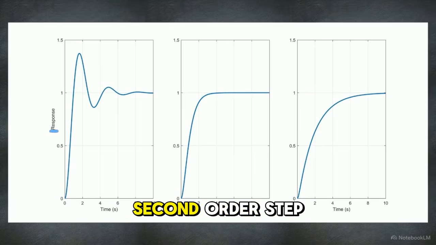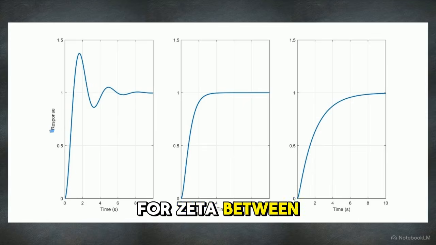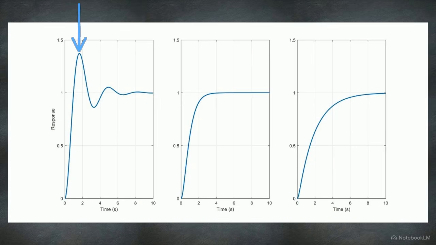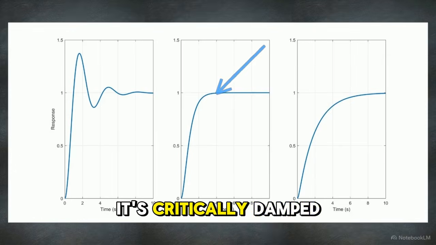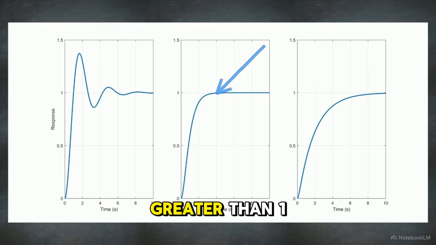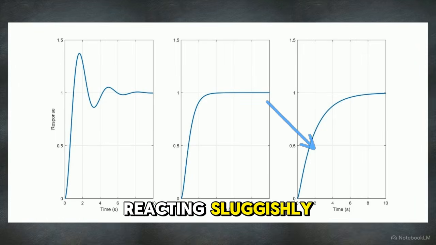These charts display second-order step responses under different damping states. For zeta between 0 and 1, it's underdamped, overshooting before settling. At exactly 1, it's critically damped, achieving the fastest response without oscillation. Greater than 1 is overdamped, preventing oscillation but reacting sluggishly.